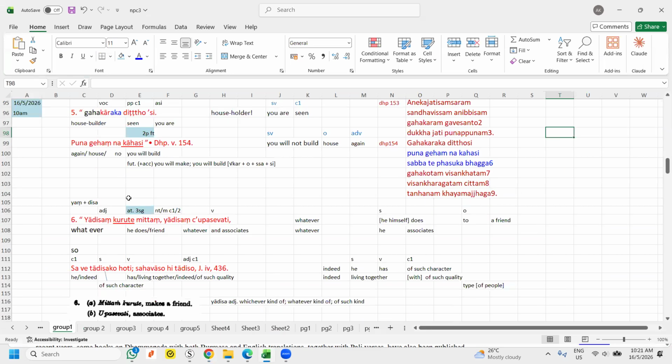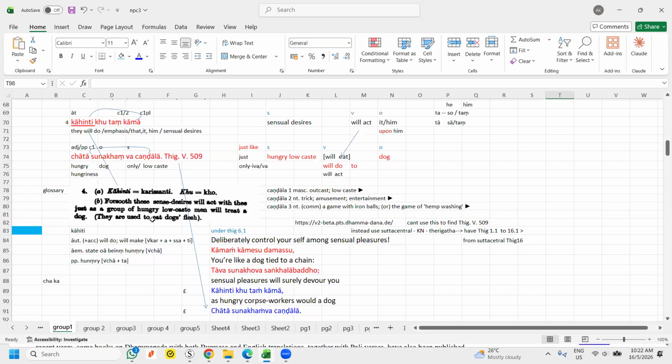Now I will go to number six. There are a lot of compounds. Can you see this one? This compound is highlighted on top. That means this compound is yam plus disa. Yam is an interrogative pronoun, meaning what, who. And when you combine them, you can check the meaning. Now this is the one I underlined: kurute. Here I put Atanopada, third person, and SG means singular. So you have the third person singular kurute.